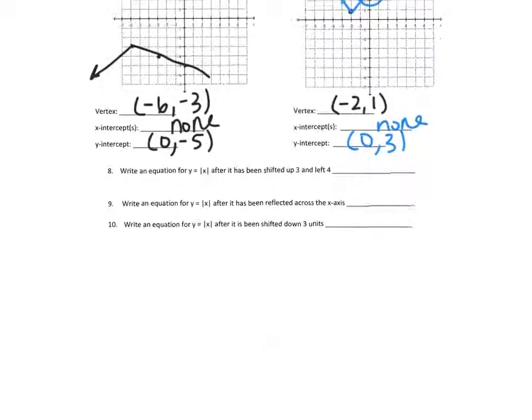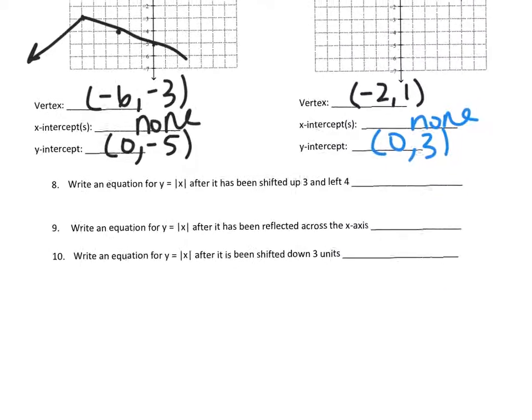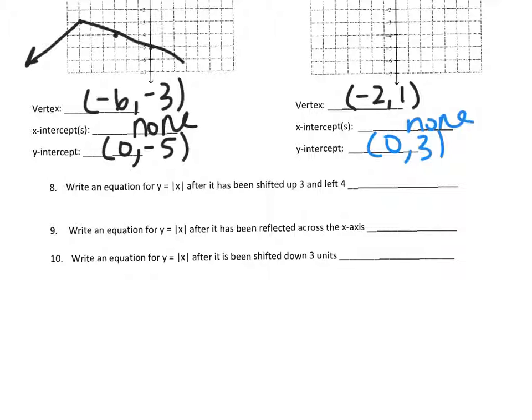Okay, 8, 9, and 10 are about transformations. Write an equation for the absolute value of x after it's been shifted up 3 and left 4. So it's going to be y equals, there's no vertical stretch at all, left 4 is going to be x plus 4, and it's shifted up 3.